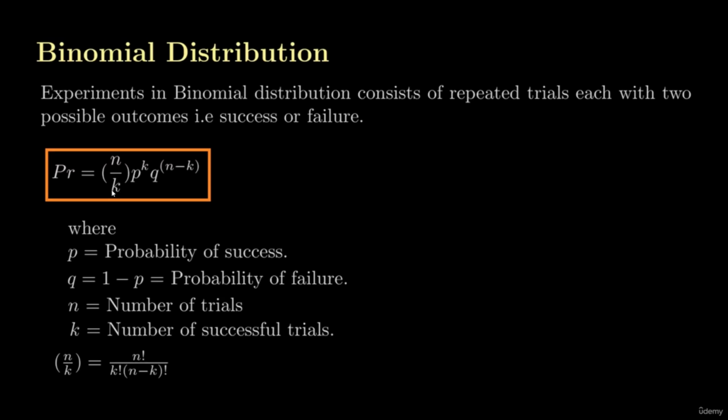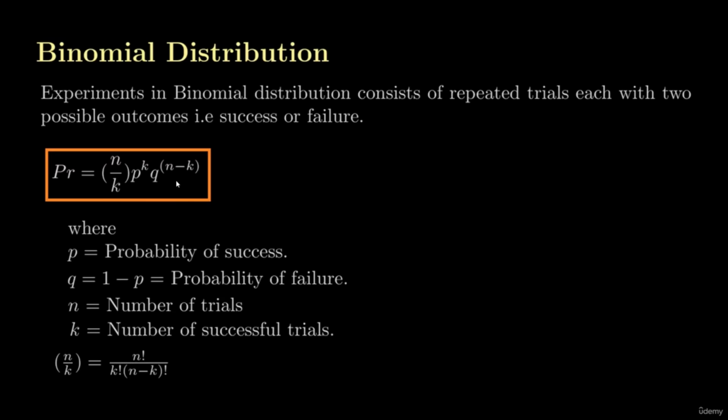K is the number of successful trials. So out of n, how many times is my trial a success? The concept is that if I flip a coin 10 times and I get only 3 heads, then n is 10, which is the number of trials, and the successful trials are only 3, that is I get a head only 3 times. So k is equal to the number of successful trials. p is the probability of success and q is the probability of failure. If a coin is a fair coin, then the probability of success, that is getting head, is 0.5, and the probability of failure is also 0.5.